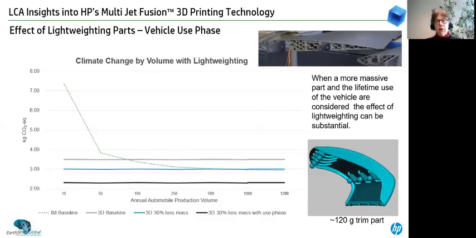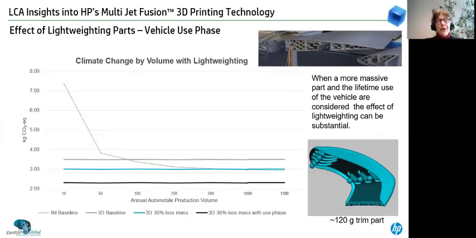So we used standard automotive data to look at this. And what we found here is that only with the 30% less mass are we getting into the area where the impacts of the 3D printing are indistinguishable from the injection molding, or they're less. And so right now today, with that lightweighting, with a larger part, the 3D printing is providing a really good benefit.